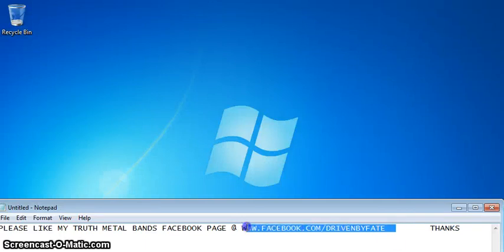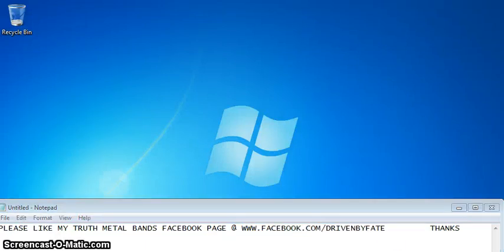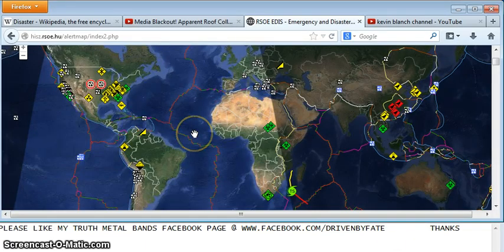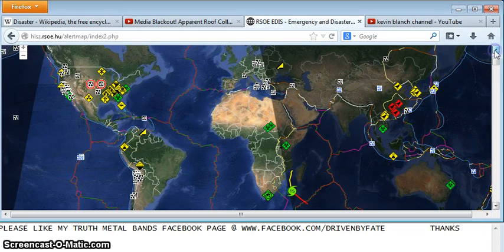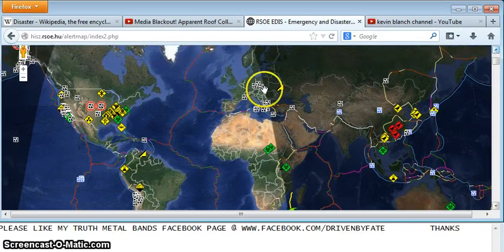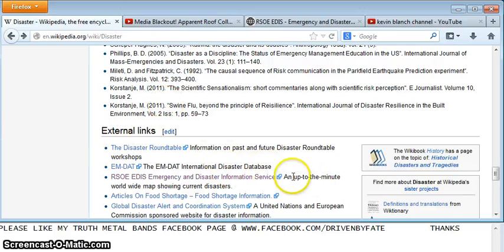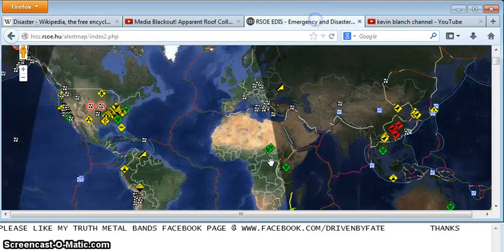Okay, now this is going to be very interesting to watch, to see how this all unfolds. So this is the Emergency Disaster Information Service map, okay? Wikipedia breaks it down real well. It's basically an up-to-the-minute worldwide map showing current disasters, right? And it covers everything from earthquakes to disease outbreaks to fireballs.